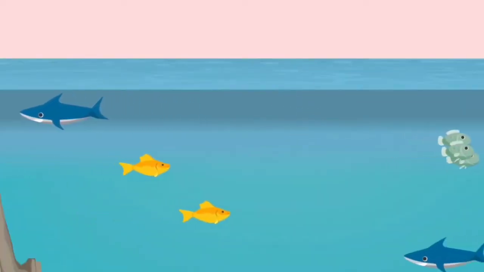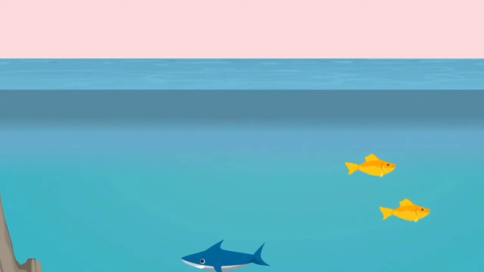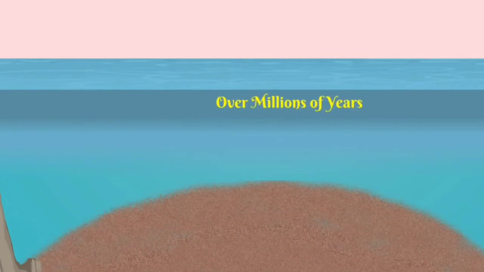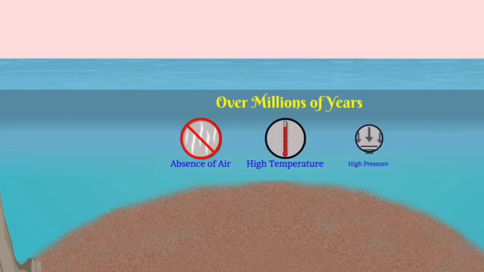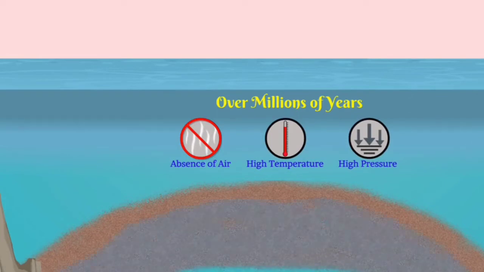We know that the sea is home to a large number of organisms. When these organisms die, their bodies settle down at the bottom of the sea. Layers of sand and clay get deposited on their bodies. Over millions of years, in conditions such as absence of air, high temperature and pressure, these dead parts went through a series of processes and got converted to petroleum and natural gas.